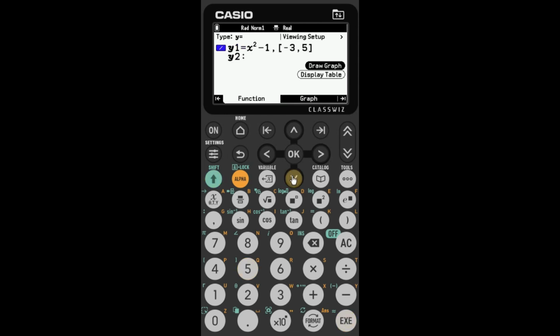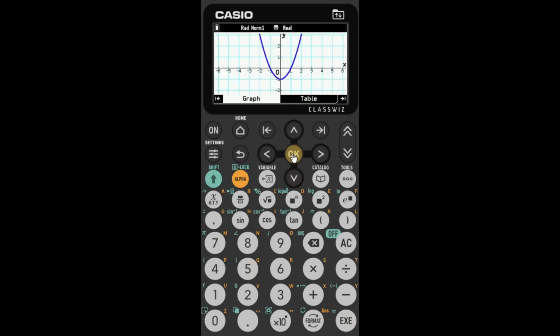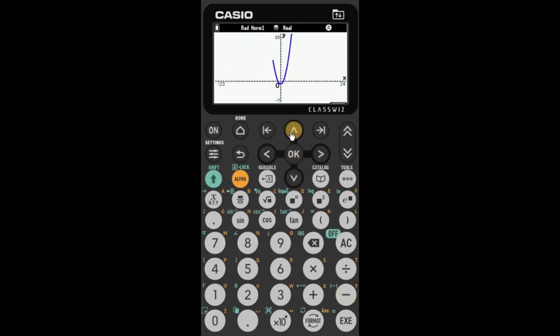And if we draw this graph, let's zoom out so we can see what's going on. Here we've drawn the graph of y equals x squared subtract 1, and indeed we have restricted the domain from -3 to 5.